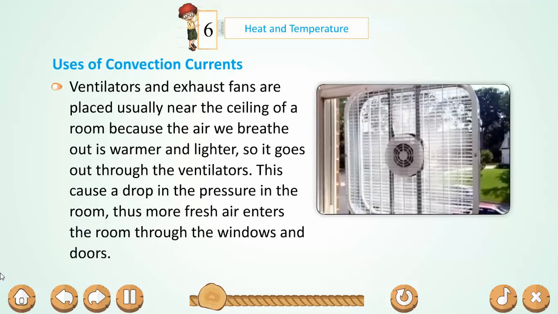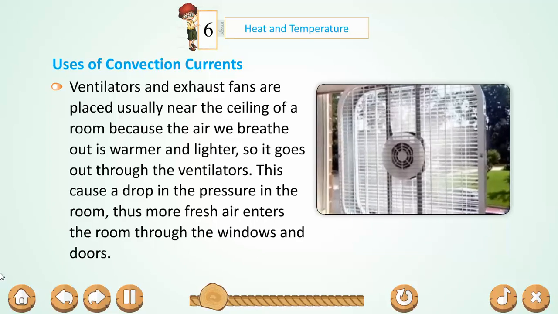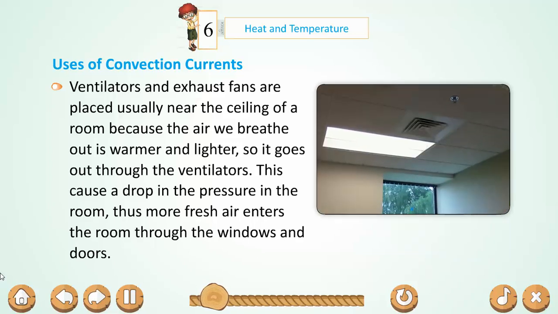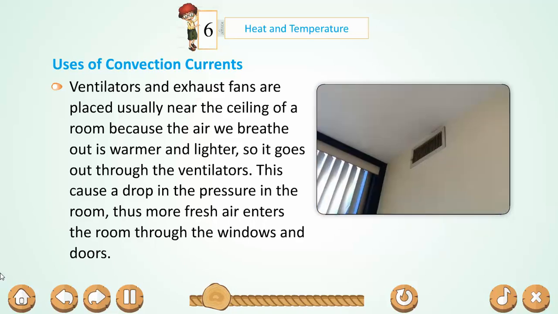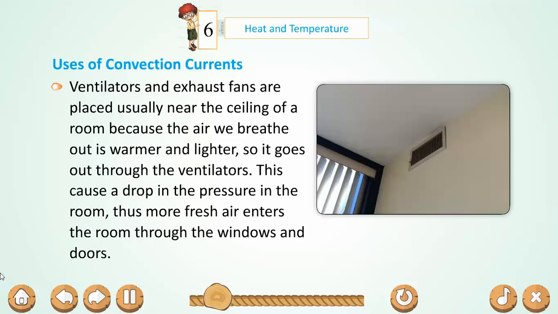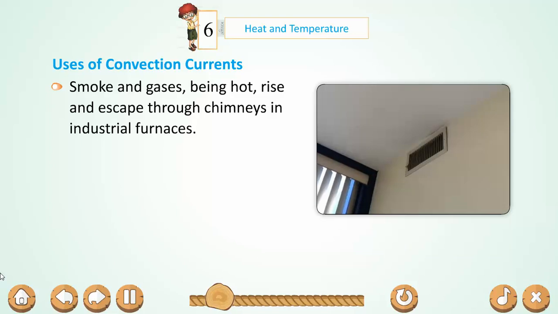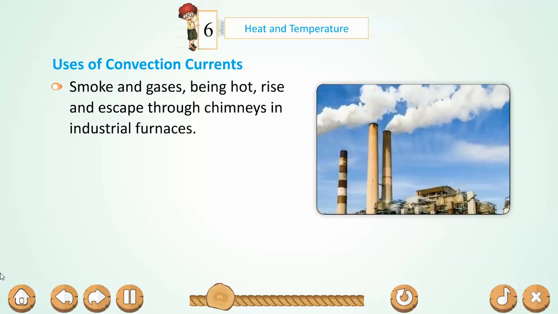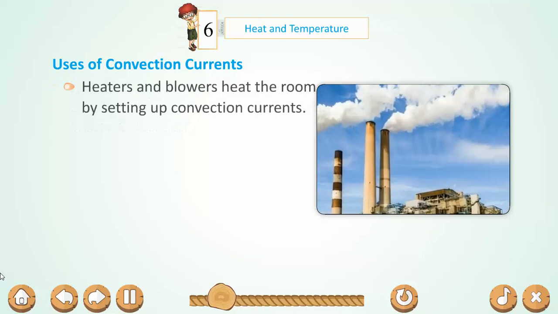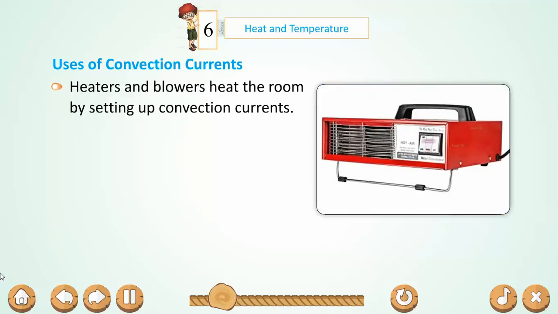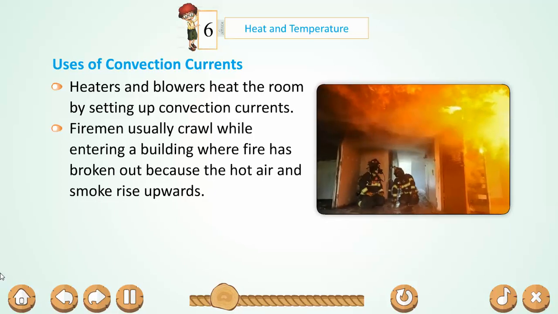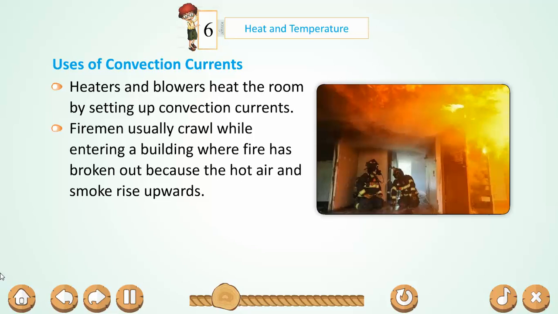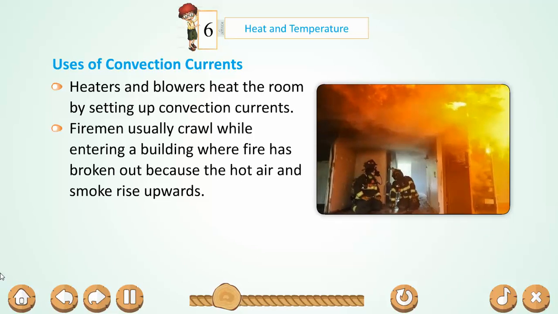Ventilators and exhaust fans are usually placed near the ceiling of a room because the air we breathe out is warmer and lighter. So it goes through the ventilators. This causes a drop in the pressure in the room. Thus, more fresh air enters the room through windows and doors. Smoke and gas, being hot, rise and escape through the chimney in an industrial furnace. Heaters and blowers heat the room by setting up convection currents. Firemen usually crawl while entering a building where fire has broken out because the hot air and smoke rise upwards.